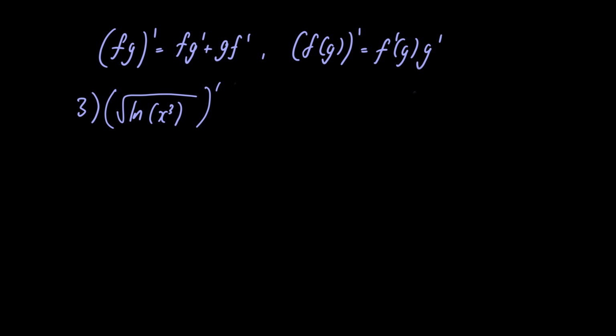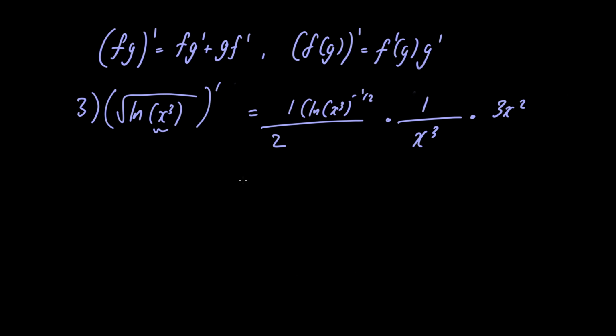For the third problem, let's find the derivative of the square root of the natural logarithm of x cubed. What we're going to have to do is apply the chain rule 3 times. So we're going to have to bring the 1 over 2 down to the front, and then we're going to have to subtract 1 from the power. So we'll have the natural logarithm of x cubed raised to the minus 1/2 power, multiplied by the derivative of the natural logarithm, which is just 1 over its argument. We're going to be multiplying by the derivative of the argument of the natural logarithm, which is just 3x squared. And we can simplify and put this together, so we can bring this down to the bottom.